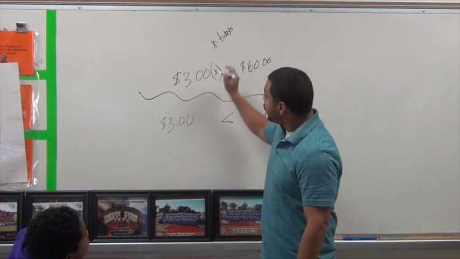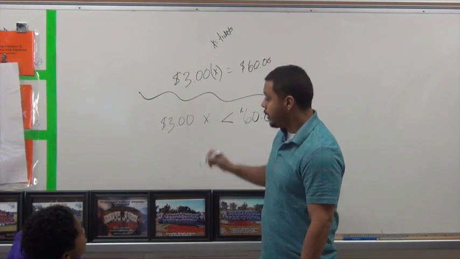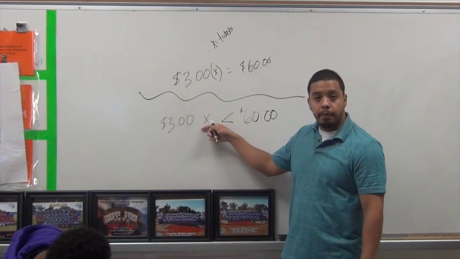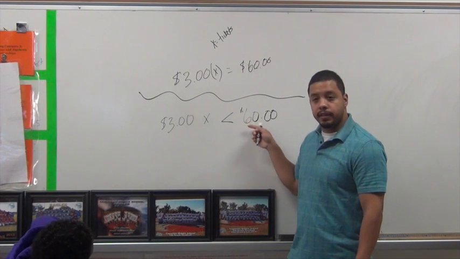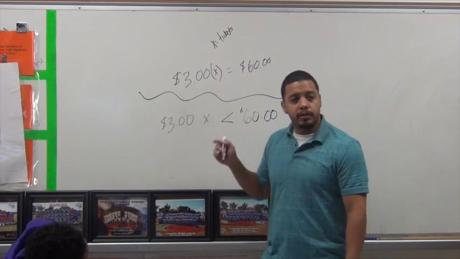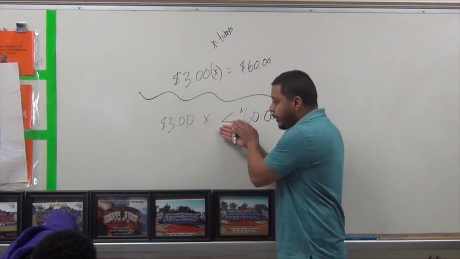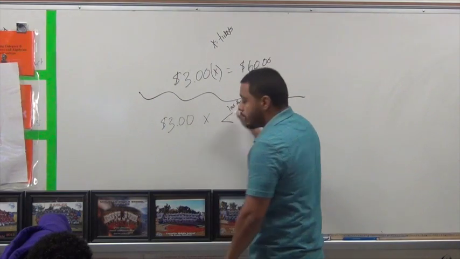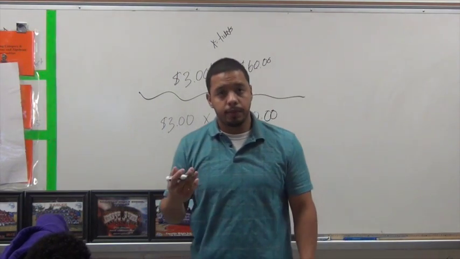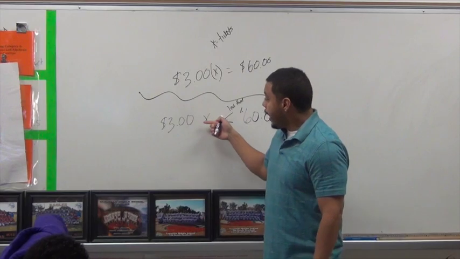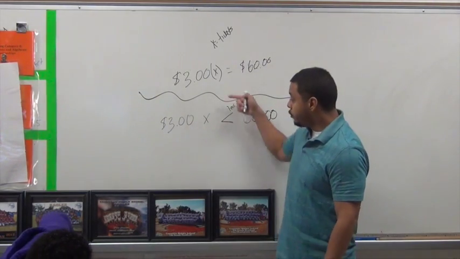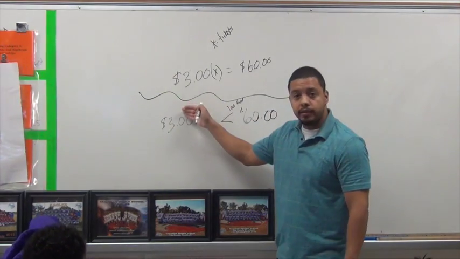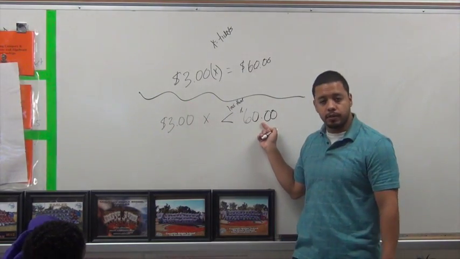So I can still use x for tickets. Now what this is going to say is however many tickets I buy, it needs to be less than $60. Does that make sense? You've got to read this as less than so that the whole situation makes sense. So I could have one ticket, two tickets, three tickets, and whatever this answer is, it would be less than $60. Does that make sense?